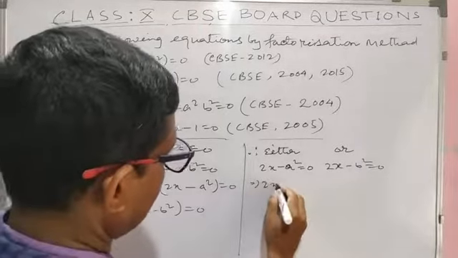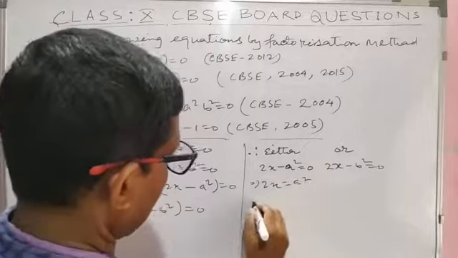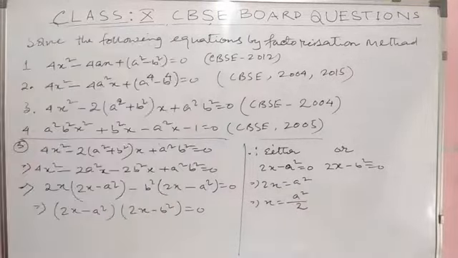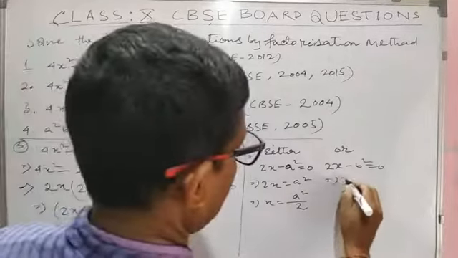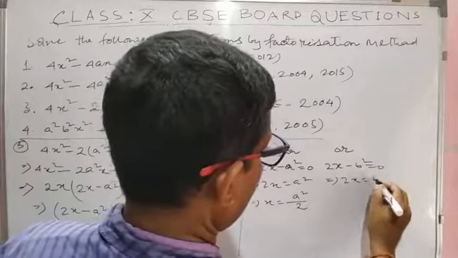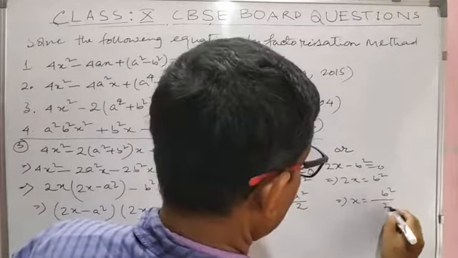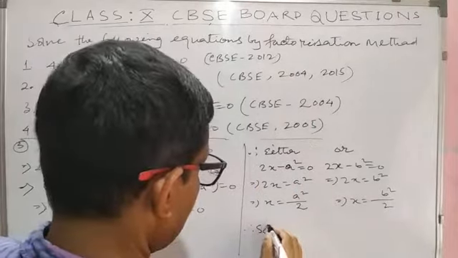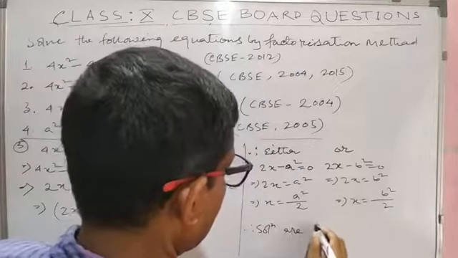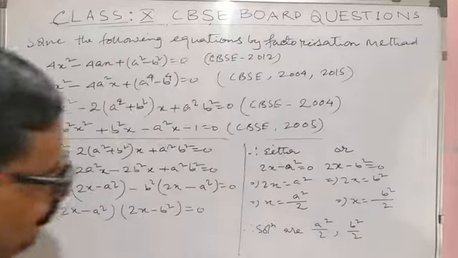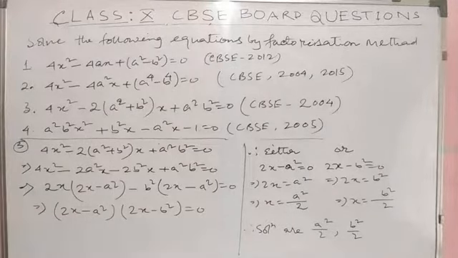This implies that 2x = a². This implies that x = a²/2. Again, here 2x = b². This implies that x = b²/2. Therefore the solutions are a²/2, b²/2. So these are the solutions.